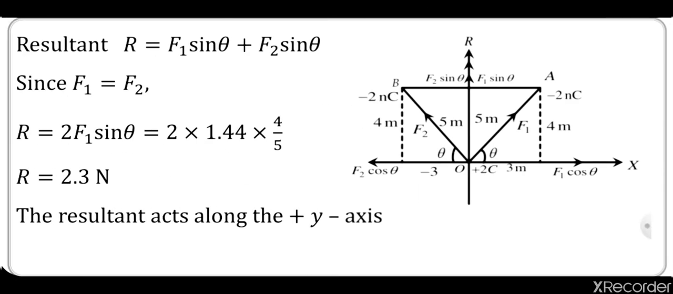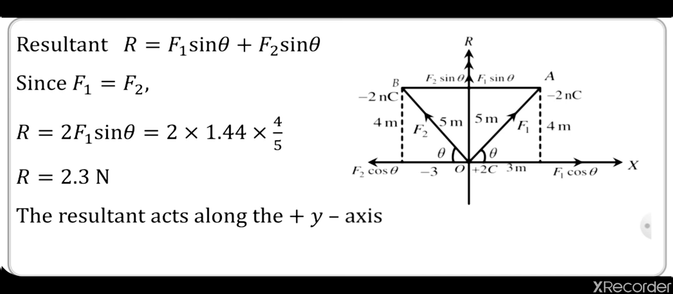Observe, F1 cos theta, F2 cos theta are in opposite direction with equal effect, hence they get cancelled. But F1 sin theta, F2 sin theta get added up like this. Resultant R is equal to F1 sin theta plus F2 sin theta. Since F1 is equal to F2, substitute the value there. R is equal to 2 F1 sin theta, and 2 into F1 value we know that 1.44 Newton, and sin theta 4 by 5 is there.